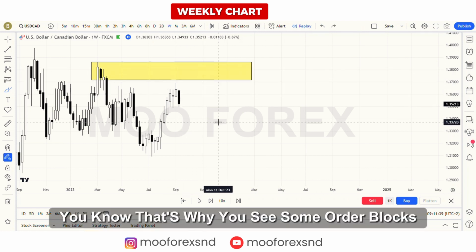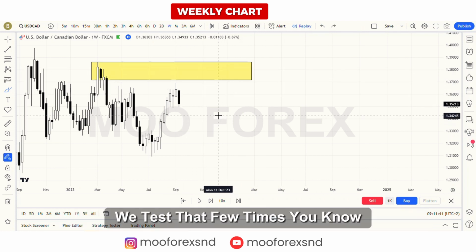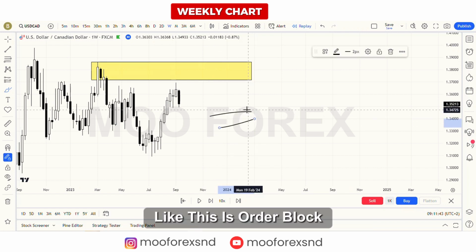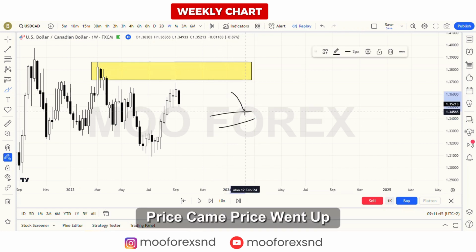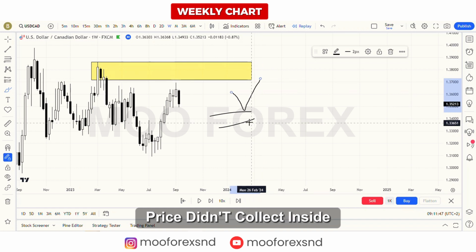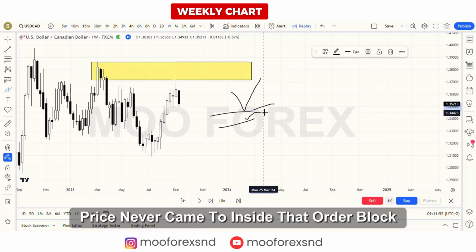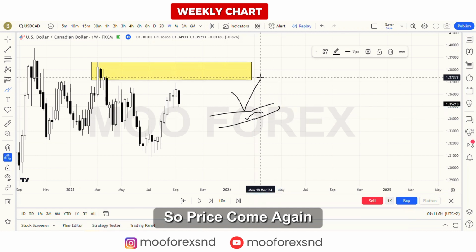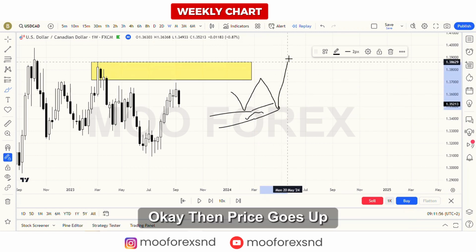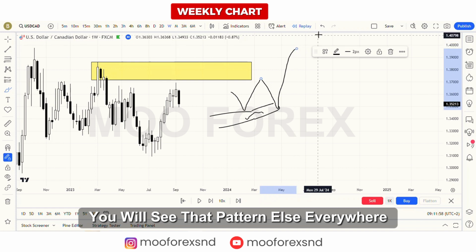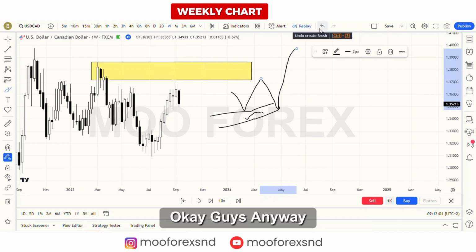That's why you see some order blocks retested a few times. Like this is an order block, price came, price went up, price didn't collect inside the order block, price never came inside that order block, so price comes again. Okay, then price goes up. You will see that pattern everywhere.